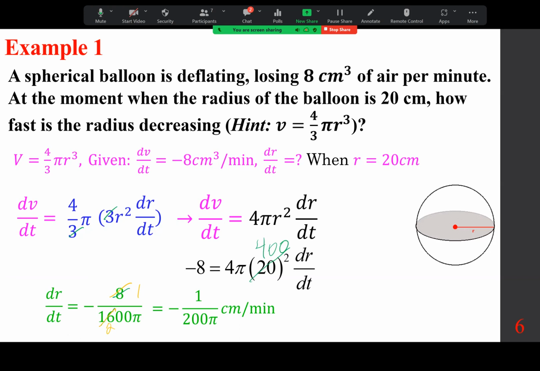And it's important to notice the units will work. If you look at this one, the units of volume over the units of time. If you look at this one, the units of the radius over the units of time. Furthermore, this 20 is 20 centimeters that is being squared, and dr/dt is found accordingly. So whatever we do to numbers, we do to units. This is the exact answer.